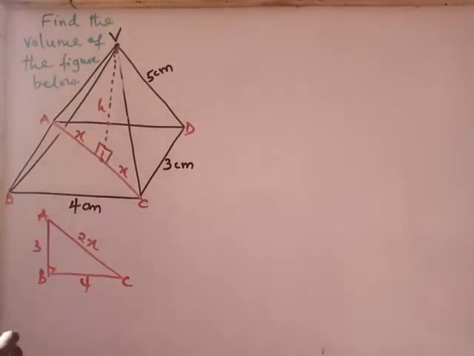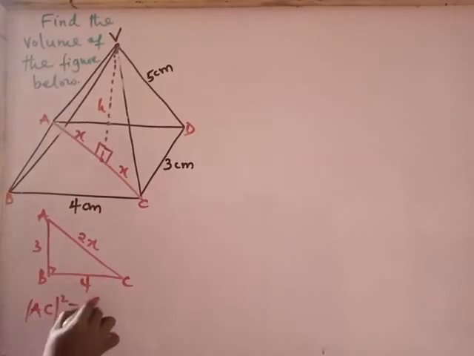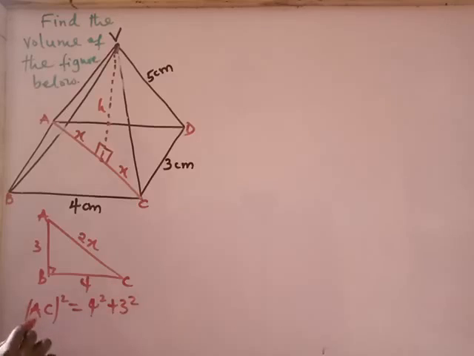So let's use Pythagoras theorem here. Using Pythagoras theorem, I'm going to have this side, which is AC, and I'm going to square it. So this is going to be 4 squared plus 3 squared. I want to call this one 2x squared because I've already named it 2x. So this one becomes 16 plus 9, which will end up giving me 25.